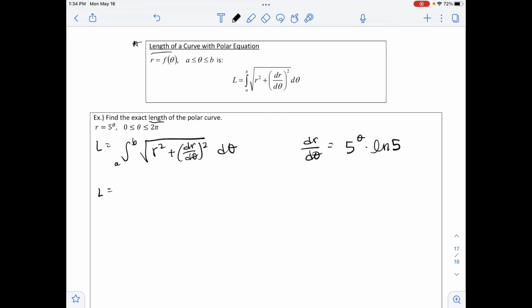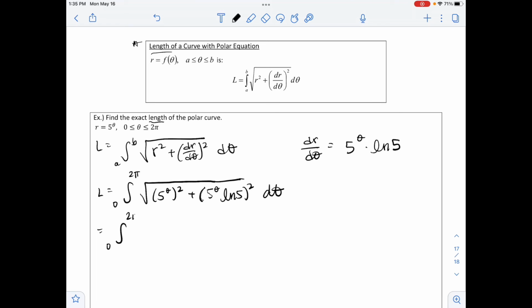And so L is going to become the integral, and we're integrating between 0 and 2 pi, of the square root of r squared, which is 5 to the theta power, plus dr d theta, which is 5 to the theta power times ln of 5, also being squared, d theta. And so from here, we're going to simplify. We have the integral from 0 to 2 pi of the square root of 5 to the 2 theta, plus the exponent needs to go to both of these, so we're going to have 5 to the 2 theta times ln of 5 squared d theta.